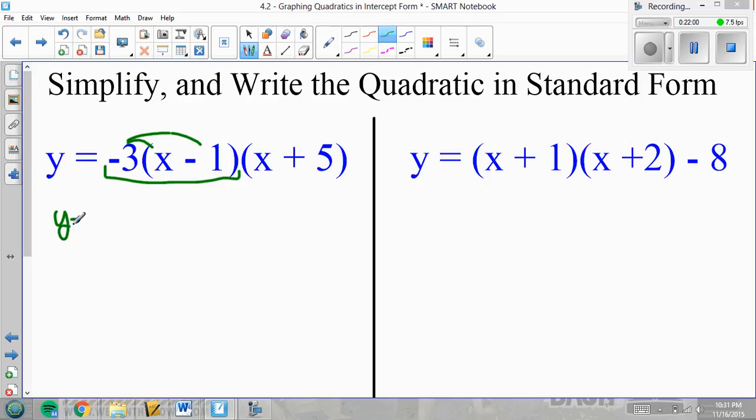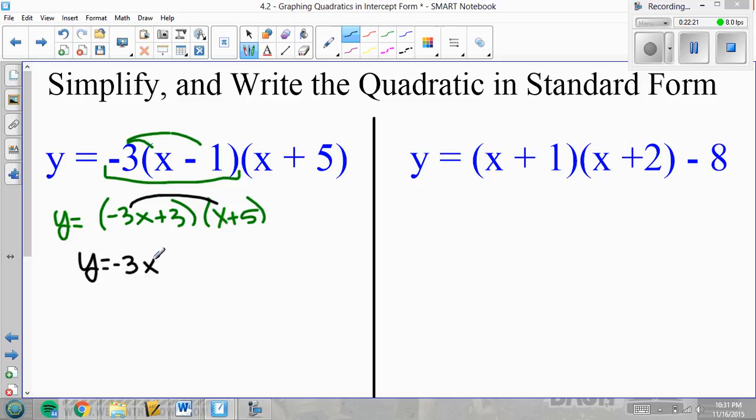So we have y equals negative 3x plus 3. And then we're just going to drop down x plus 5. Now this looks like the problems we just did. So you're just going to distribute like normal. So negative 3x times x. We have negative 3x squared. Negative 3x times 5. We have negative 15x.